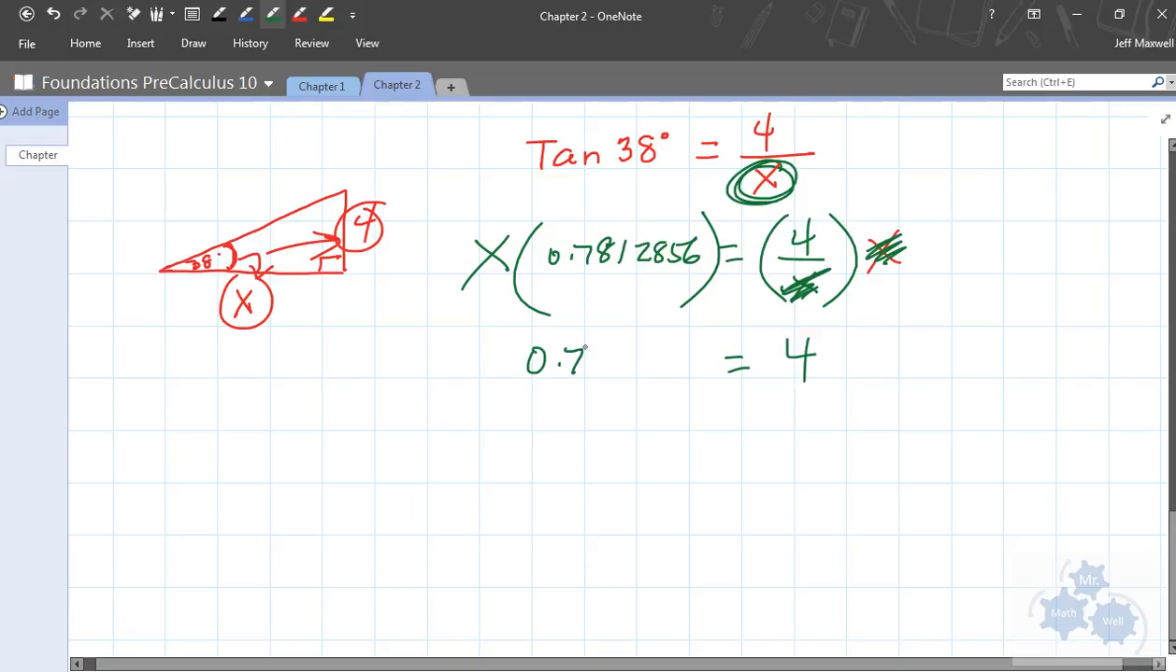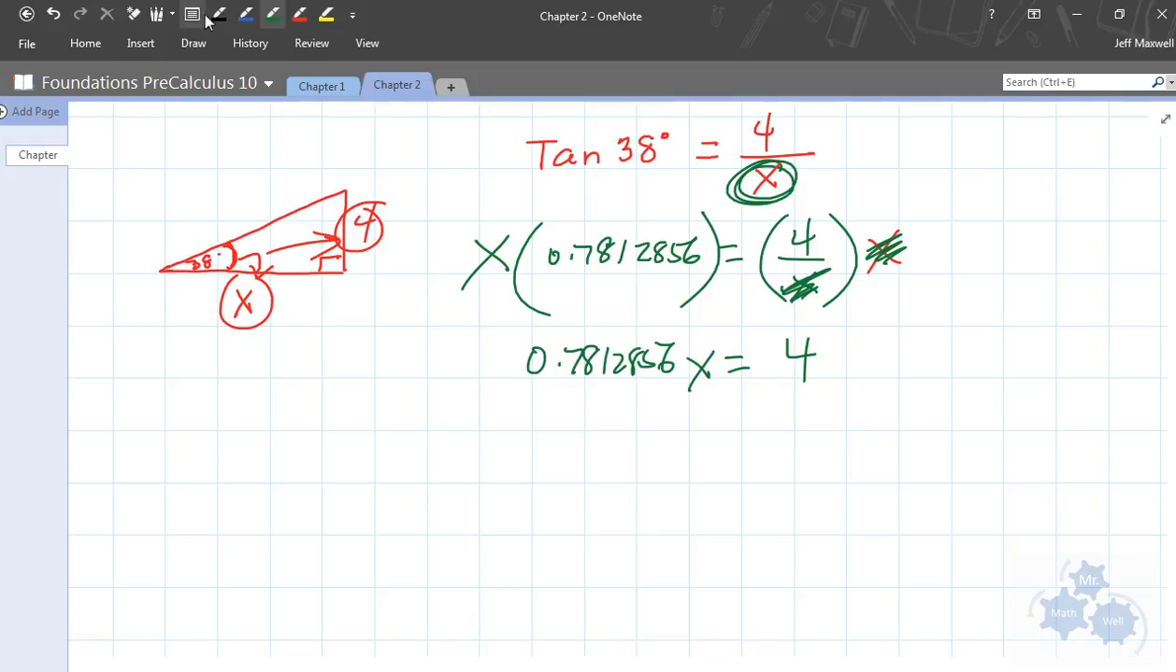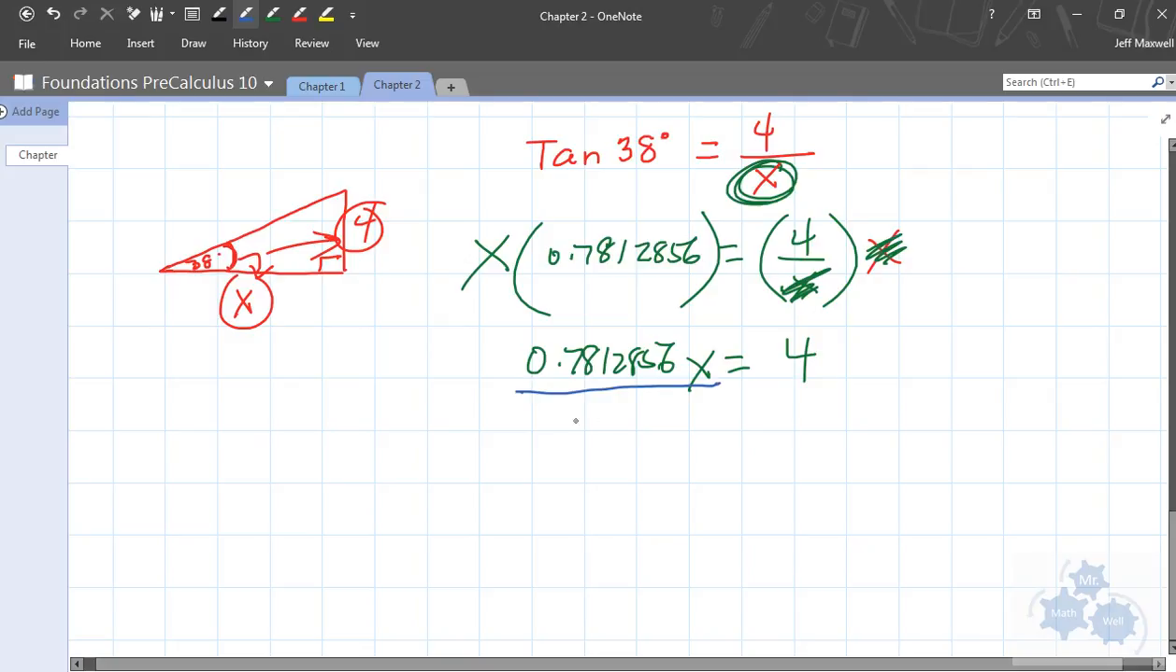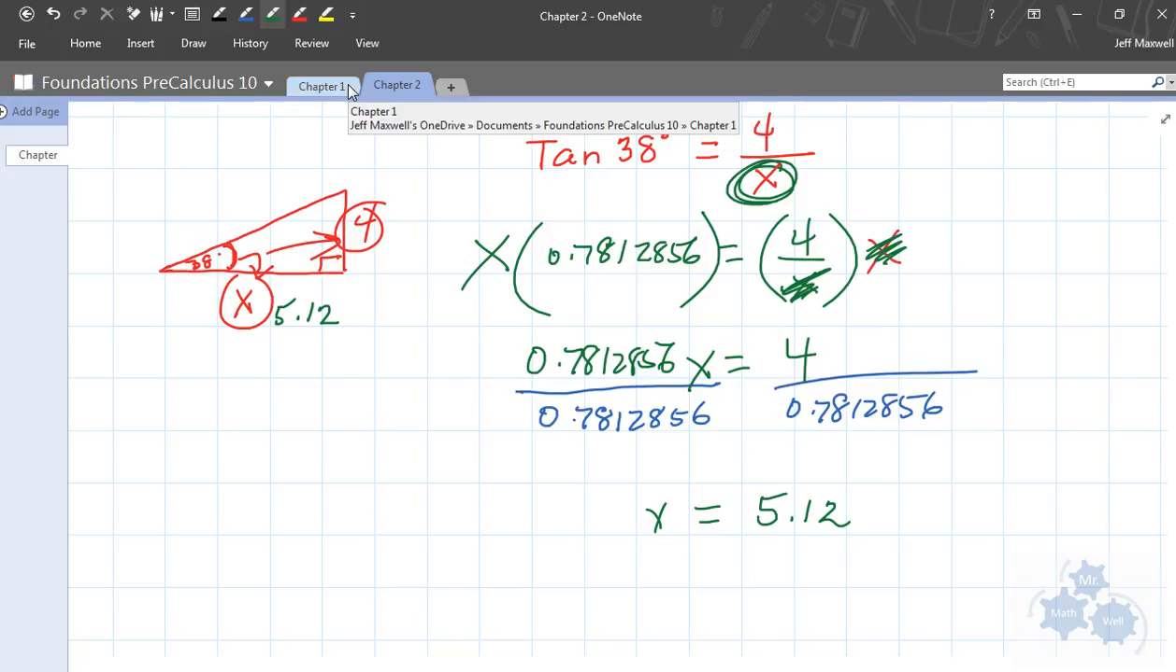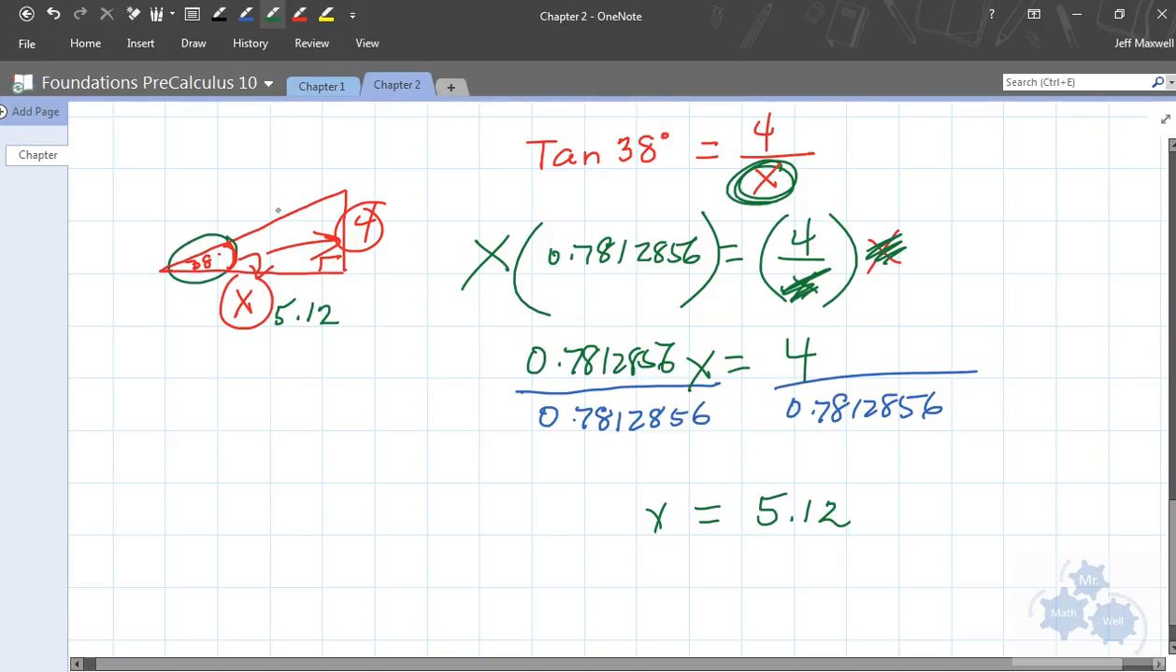This becomes 0.7812856x. And then you divide both sides by this number to get x all by itself on the top there. 5.12. So that's our missing side, 5.12. Now if I guess this angle right, which I didn't actually measure, but if this is 4, then this is a little over 5. So it makes sense, it's a bit bigger. And that's what we calculated the length of our side to be.